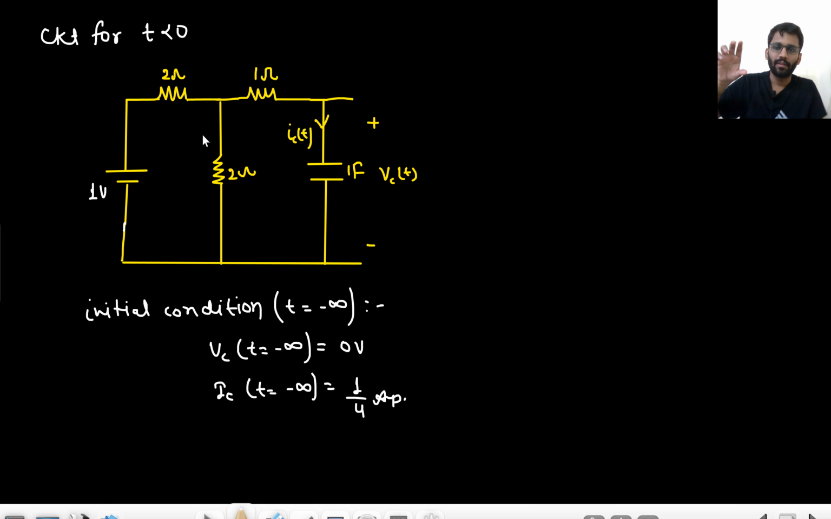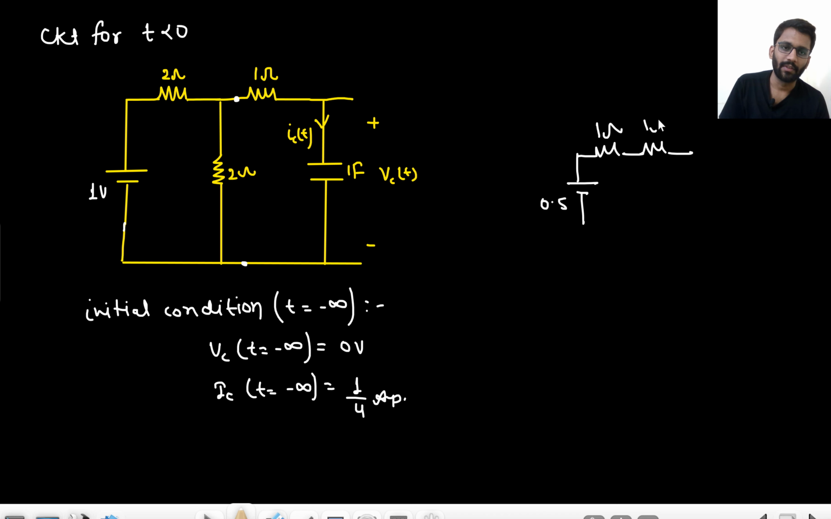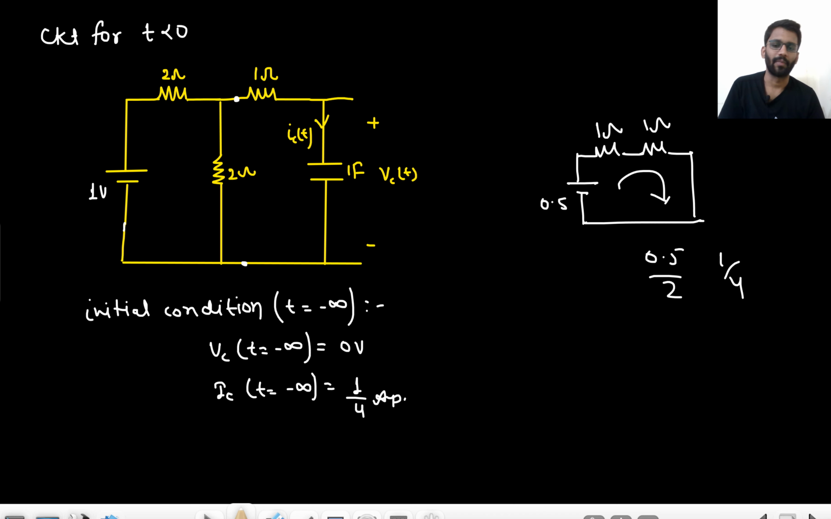What did I do? I just found the Thevenin equivalent here. I don't recommend this method if you are not very comfortable with the network. But I will just tell you how I found it. What will be the Thevenin equivalent? 0.5 volt battery, right? 2 and 2 will come in parallel, and 1 ohm resistance. Then this 1 ohm resistance will come in series and this will be shorted. So what will be the current? 0.5 by 2. That would be 1 by 4 ampere. Okay, so that's how you can solve.